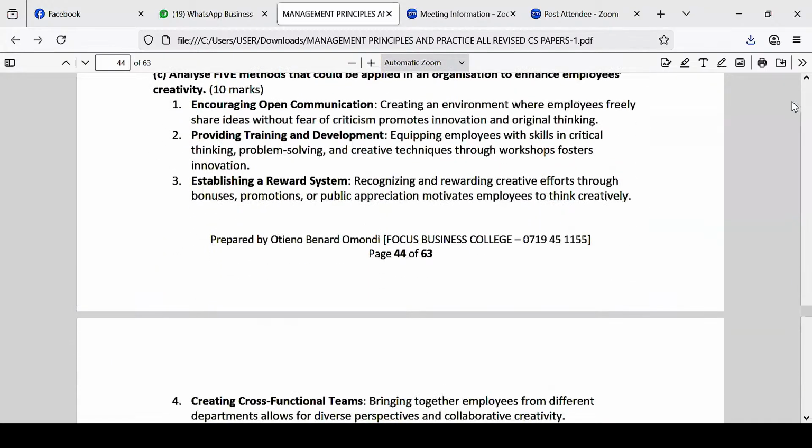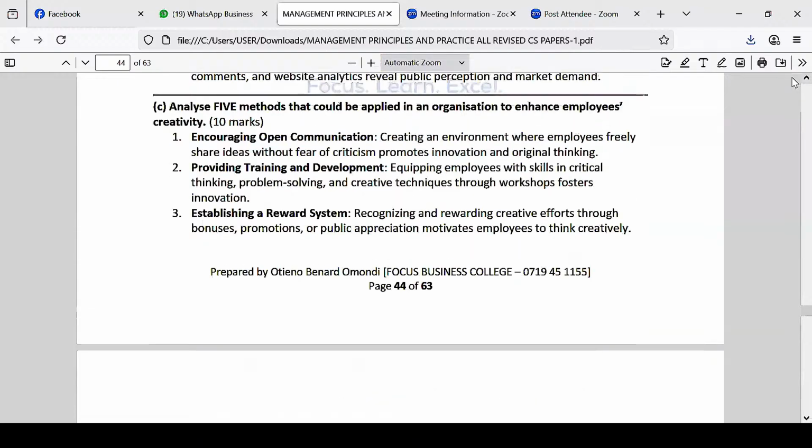Next question is asking, analyze 5 methods that could be applied in a firm to enhance employee creativity. This is another question that has been repeating itself a lot of times. What can we do to improve employee creativity in a company? What are some of the measures you can take to ensure that the employees you have are very creative?